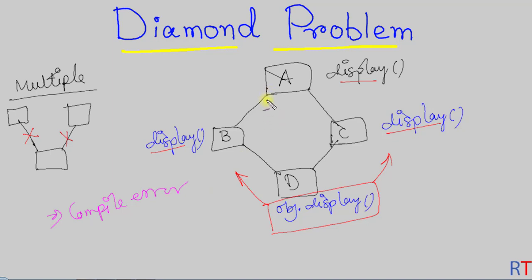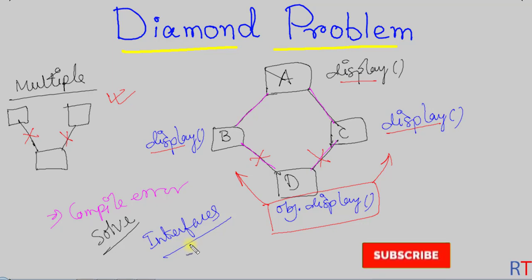Because the problem structure looks like a diamond, that's why it is called the diamond problem. And the diamond problem arises mainly because of the use of multiple inheritance. So to solve the diamond problem, Java does not allow multiple inheritance. We can use interfaces to have multiple inheritance in Java.